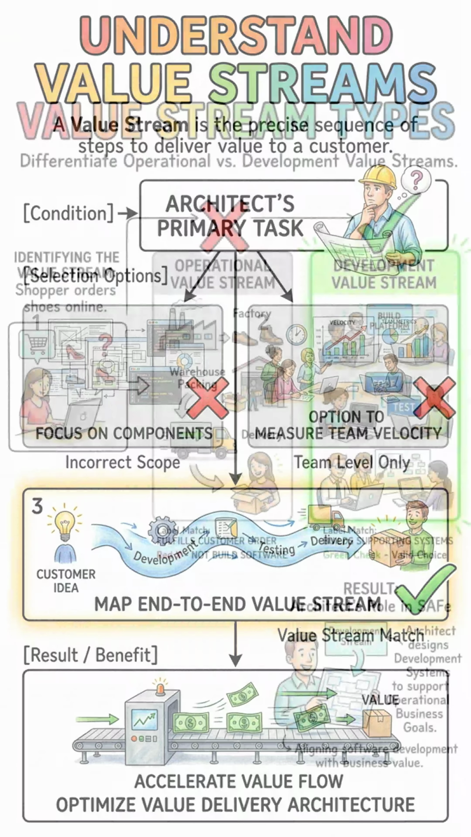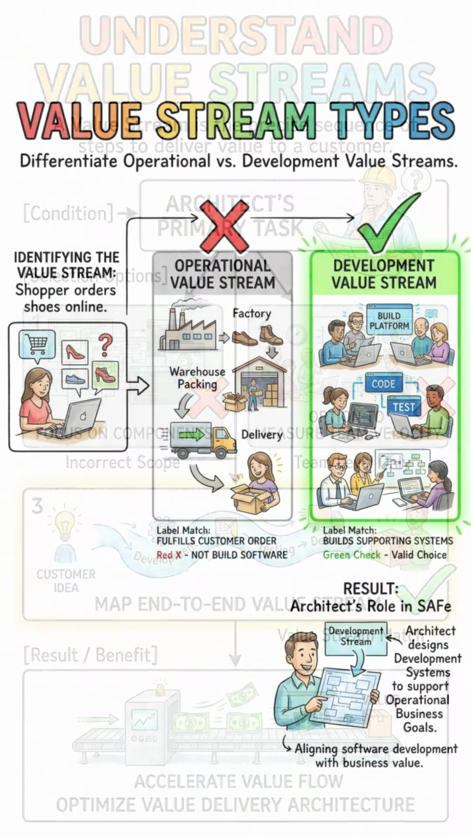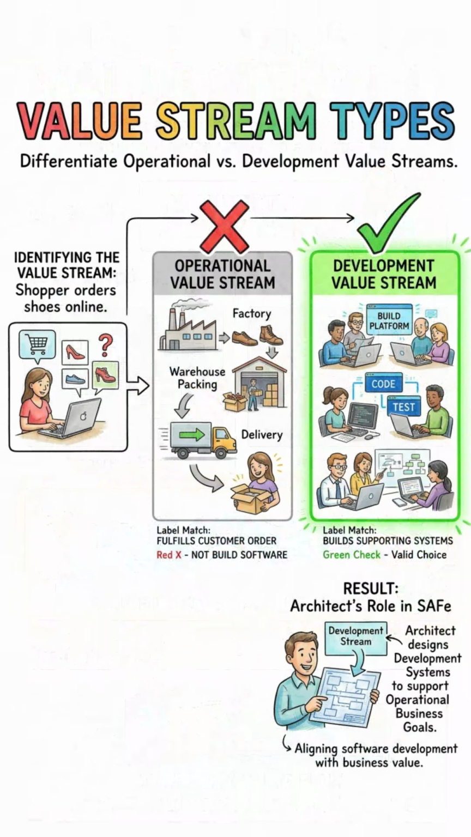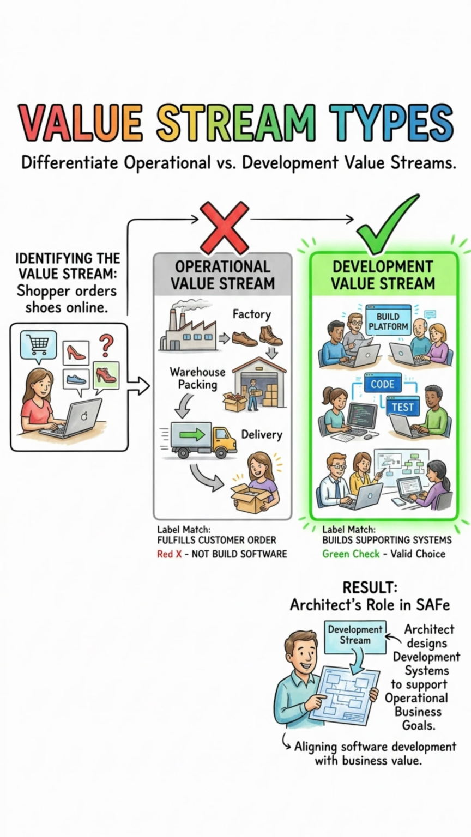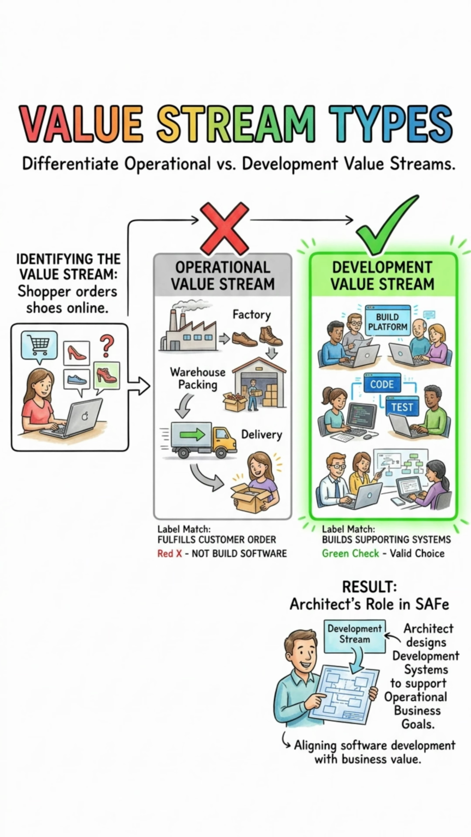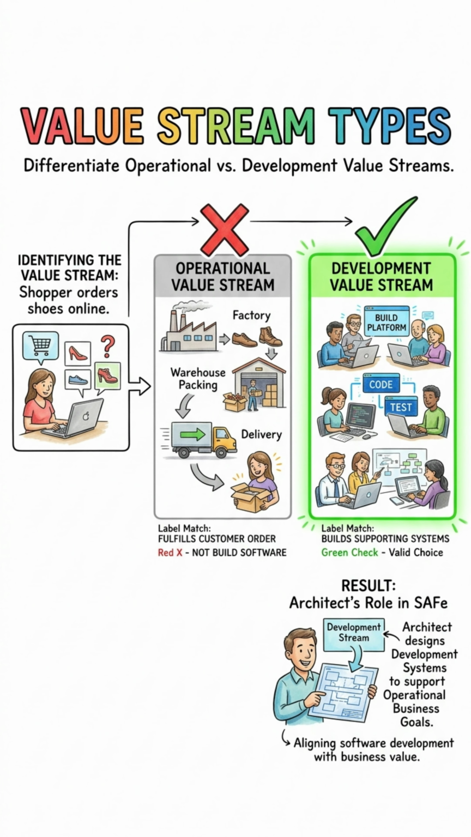The exam will expect you to differentiate between operational value streams and development value streams. An operational value stream includes the steps used to deliver value to the end customer, like a patient receiving treatment at a hospital or a shopper buying a pair of shoes online. A development value stream represents the teams and systems that build the software supporting that operational flow. As an architect, your job is to design the systems within the development value stream to perfectly support the operational business goals.